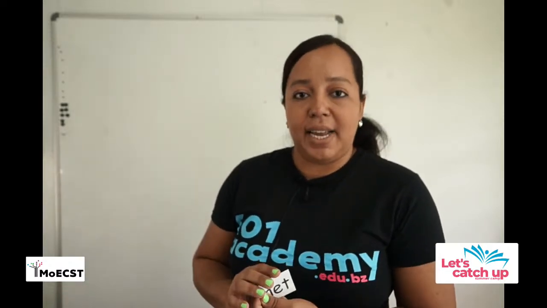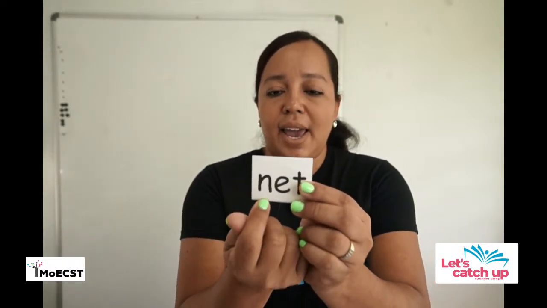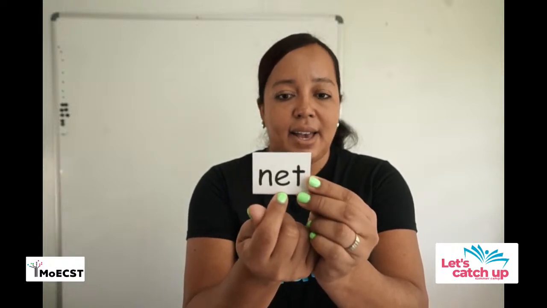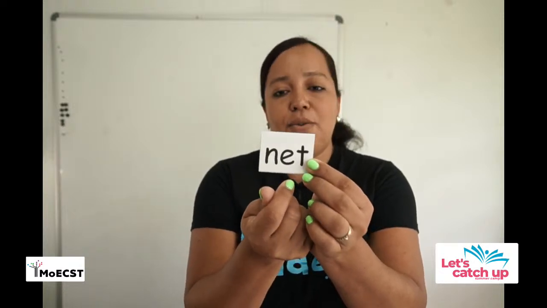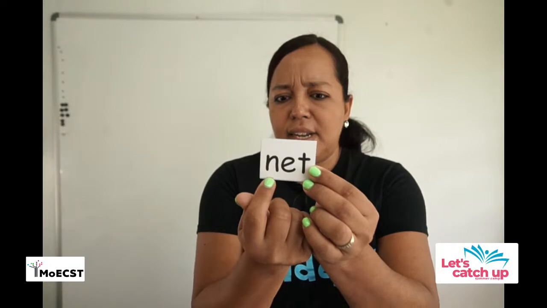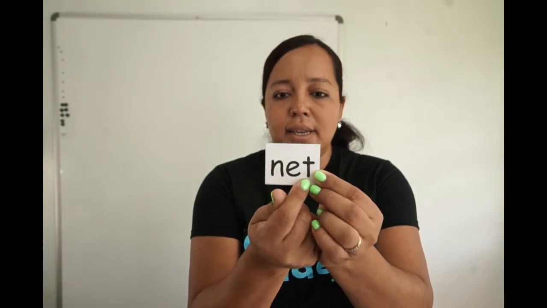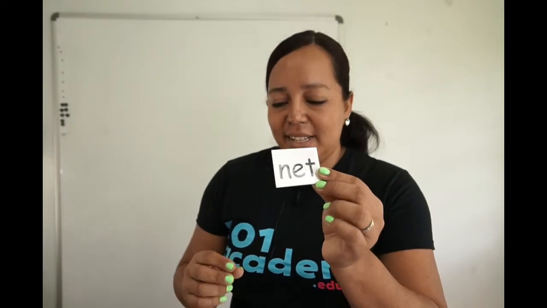Now, let's blend these letters together with their sounds. N says n, E says eh, and our letter for today says t. Very good. Let's blend it together. N, E, T. Net. Awesome. Net. Smart, boys and girls.